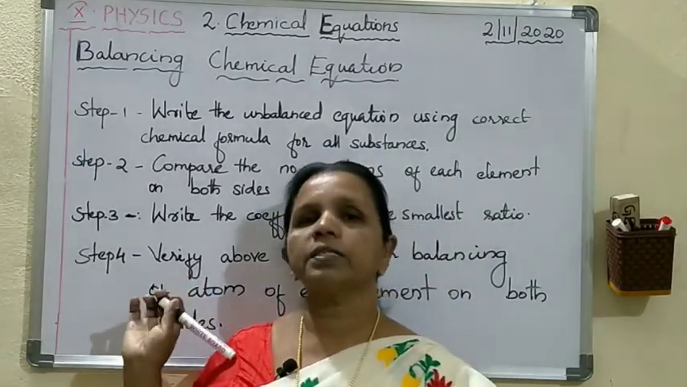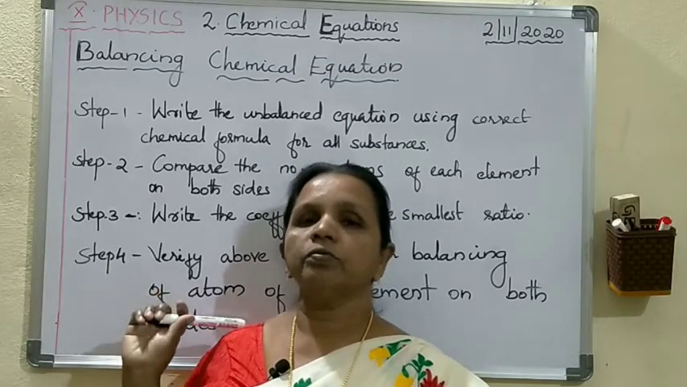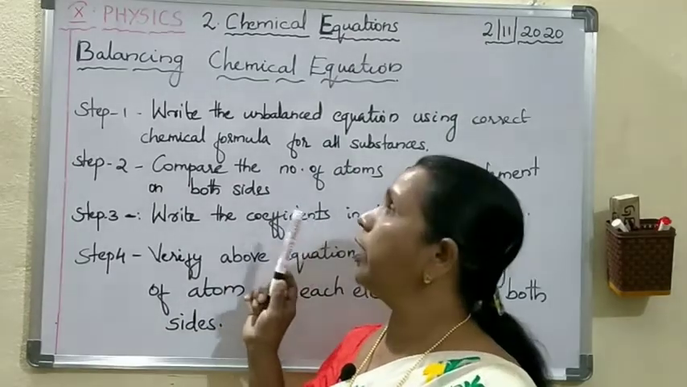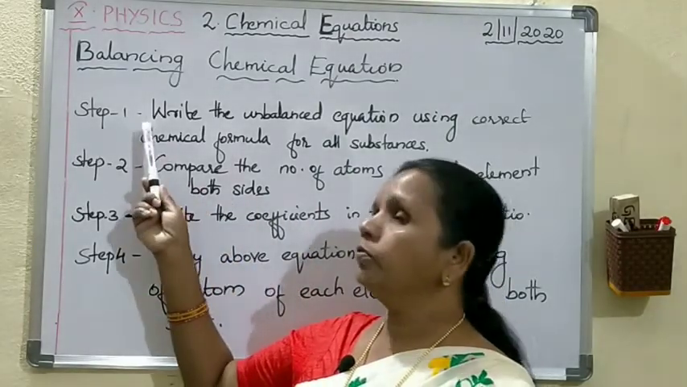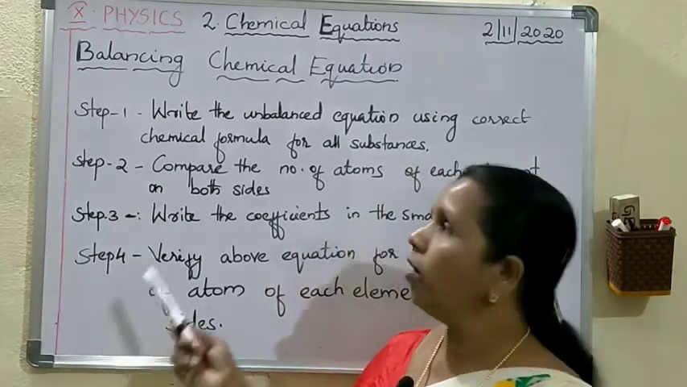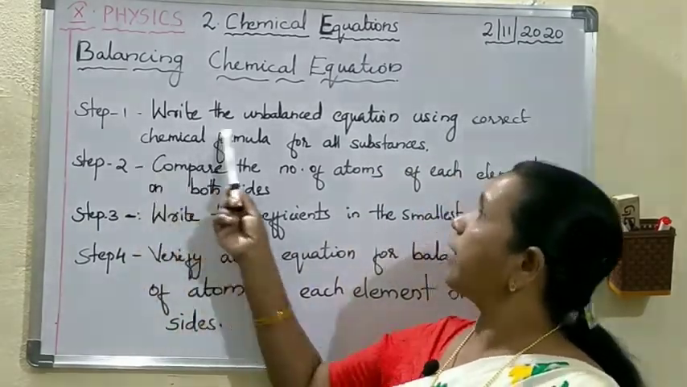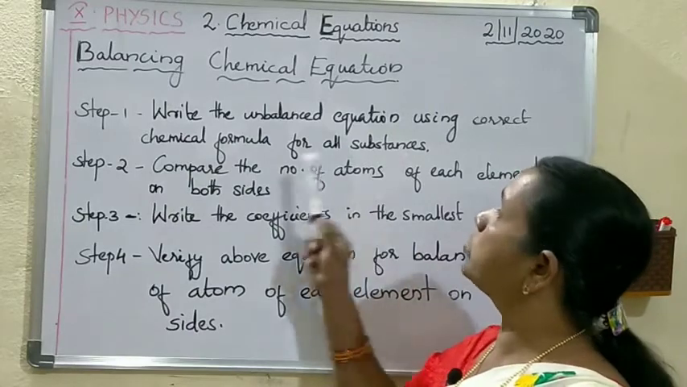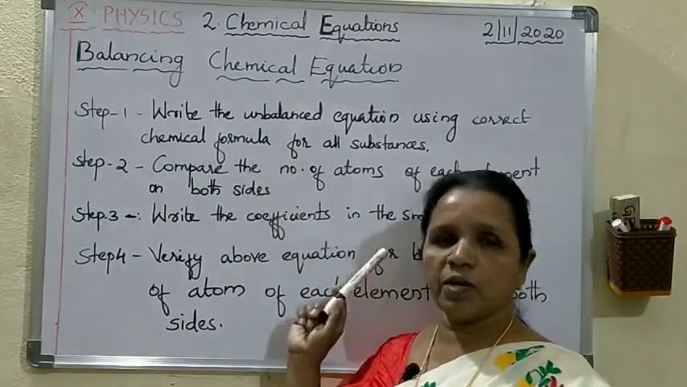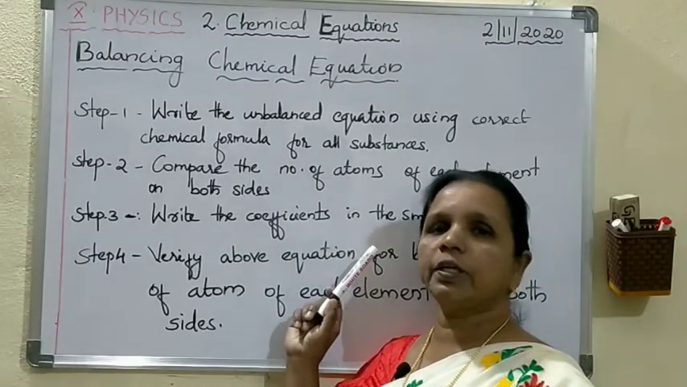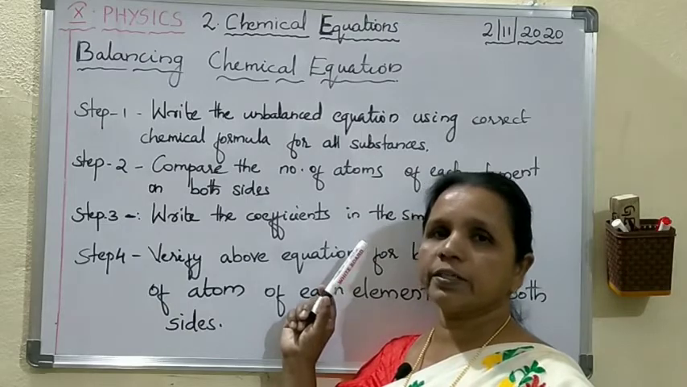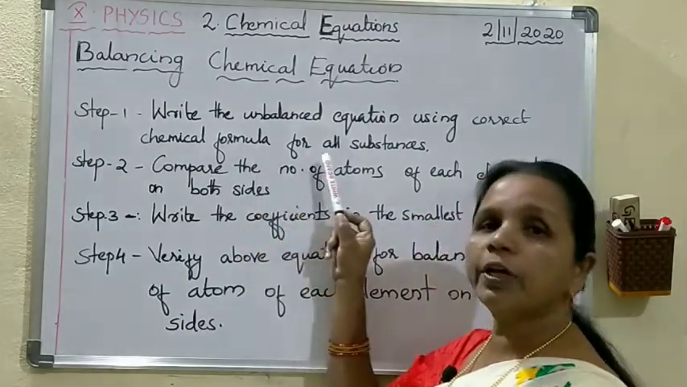Then for balancing a chemical equation, we have to follow so many steps. Four steps I wrote here. First step is write the unbalanced equation using correct chemical formula for all the substances. What substances are participating in the chemical reaction and what products we are getting, we have to write their chemical formulas.